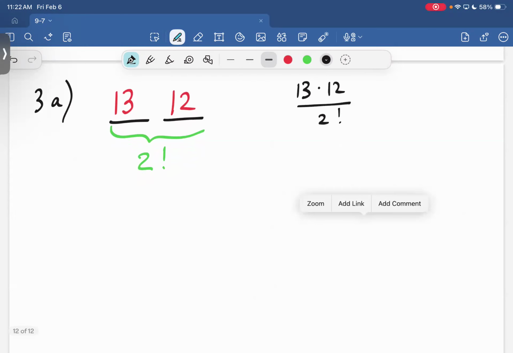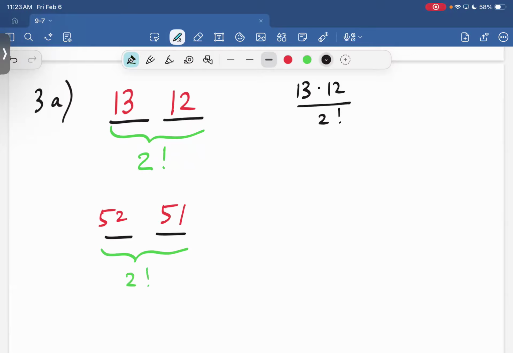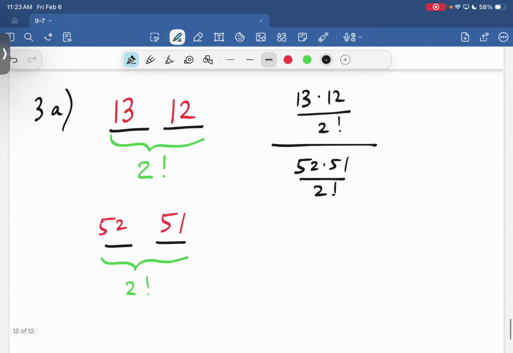How many total possible outcomes are there for a 2-card hand? That's going to be 52 times 51 divided by 2 factorial, right? Because now we don't care about what kind of hand it is. We just care about all the possible 2-card hands. And so the denominator is going to be 52 times 51 divided by 2 factorial. And we would just call that our answer.